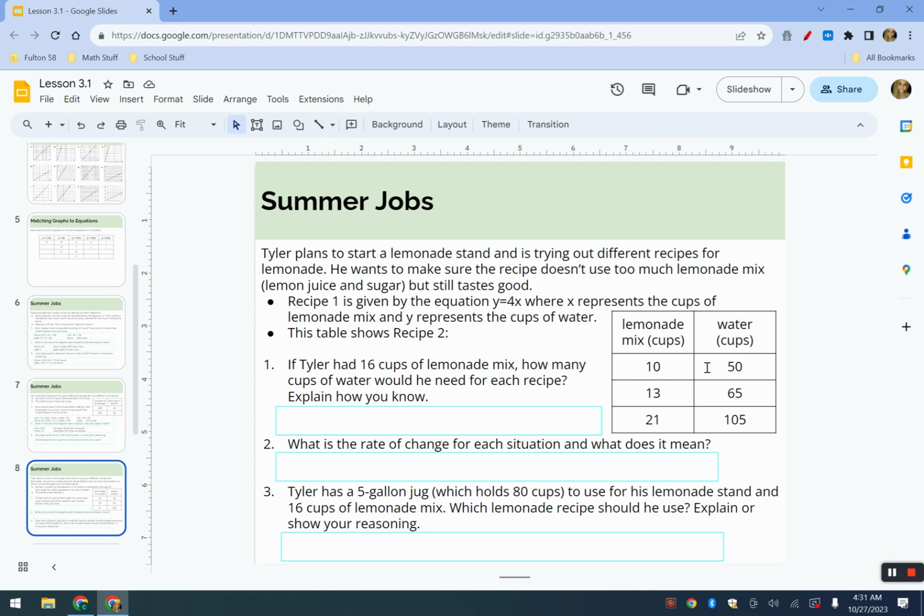And this table represents recipe 2. So question 1, if Tyler had 16 cups of lemonade mix, how many cups of water would he need for each recipe? And then number 2, what's the rate of change again? And number 3, if he has a 5-gallon jug which holds 80 cups of water, and he has 16 cups of lemonade mix, which recipe should he use? So go ahead, try these, and come back whenever you're ready.